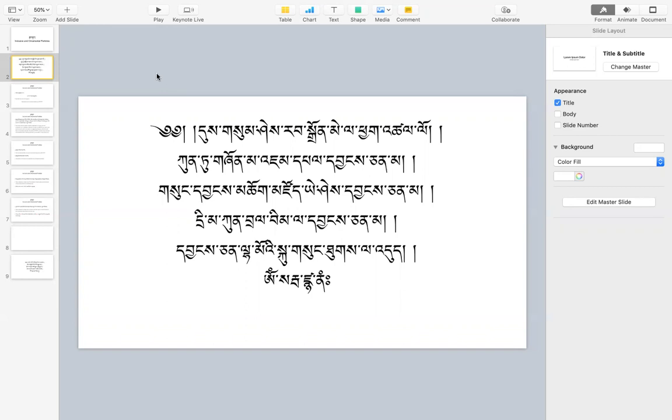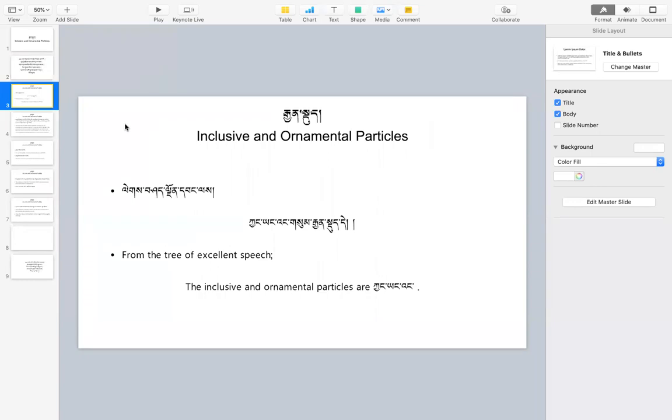Okay, so today we begin with the ornamental and inclusive case. Out of the dependent particles, we're already done with the recompound particle. Then we went through the particle used in place of la, and then we discussed the particle that possesses the first vowel, that is E. Now we're at the fourth particle, which is the inclusive and ornamental particle. So this is the line from the Tree of Excellent Speech that introduces us to the particle of this particular usage.